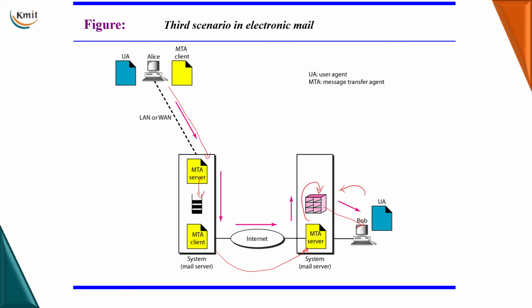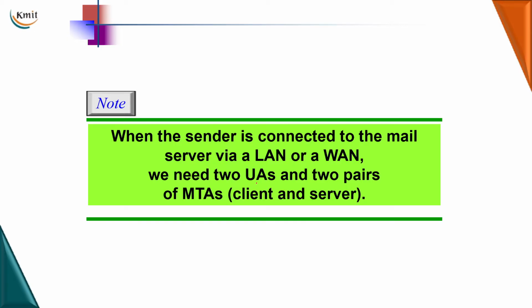In this scenario, where Alice is not directly connected to the system and Bob is directly connected to the system, we will require 2 user agents and 2 pairs of MTA client and server. One pair of MTA client and server like this, and another pair of MTA server and client like this. You can see we will require 2 UAs and 2 pairs of MTA client and server.